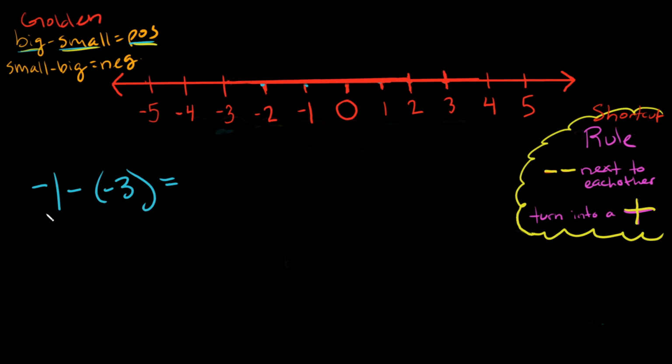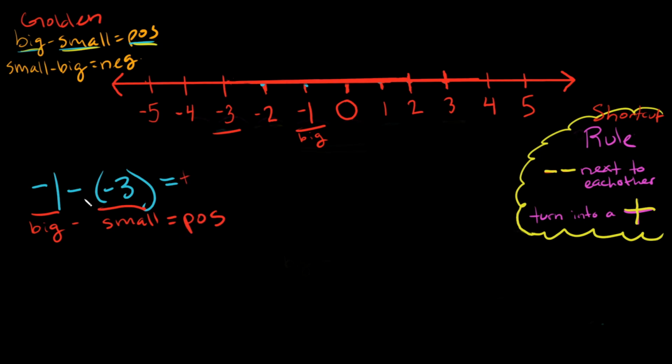So the two numbers we have here are negative 1 and negative 3. So on the number line, negative 1 and negative 3. Which one's bigger? Well, this one's bigger, right, because it's further to the right. So this is big minus small. What's big minus small, according to the rule? Positive. Okay, so our answer here should be a positive something.